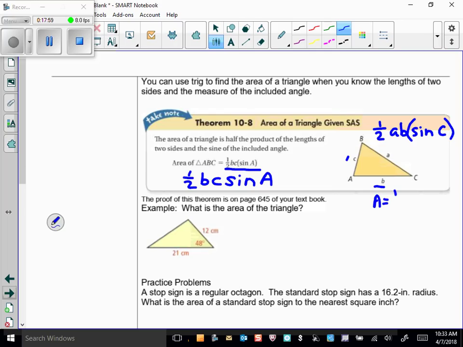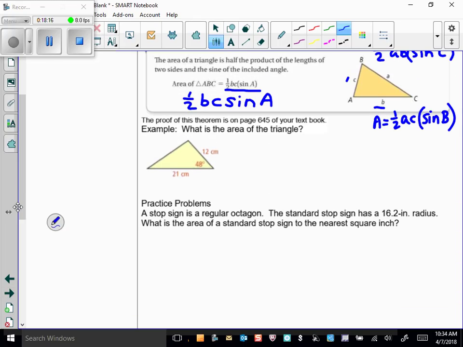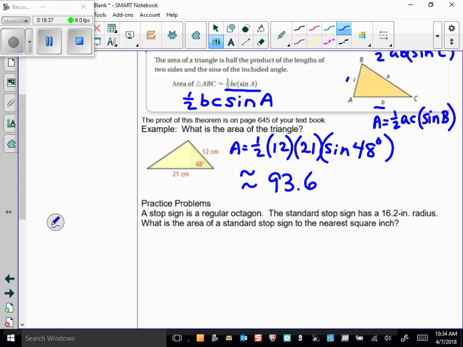I could do 1/2 AC times the sine of B. So any one of those three formulas would get me the area of a triangle. That doesn't have to be a right triangle. Just two of the sides and the sine of the angle in between. So here's an example. What's the area of this triangle? Well, it's 1/2 times the two side lengths, 12 times 21, times the sine of the angle in between them. And if I round that off, it's going to be approximately 93.64 square centimeters.